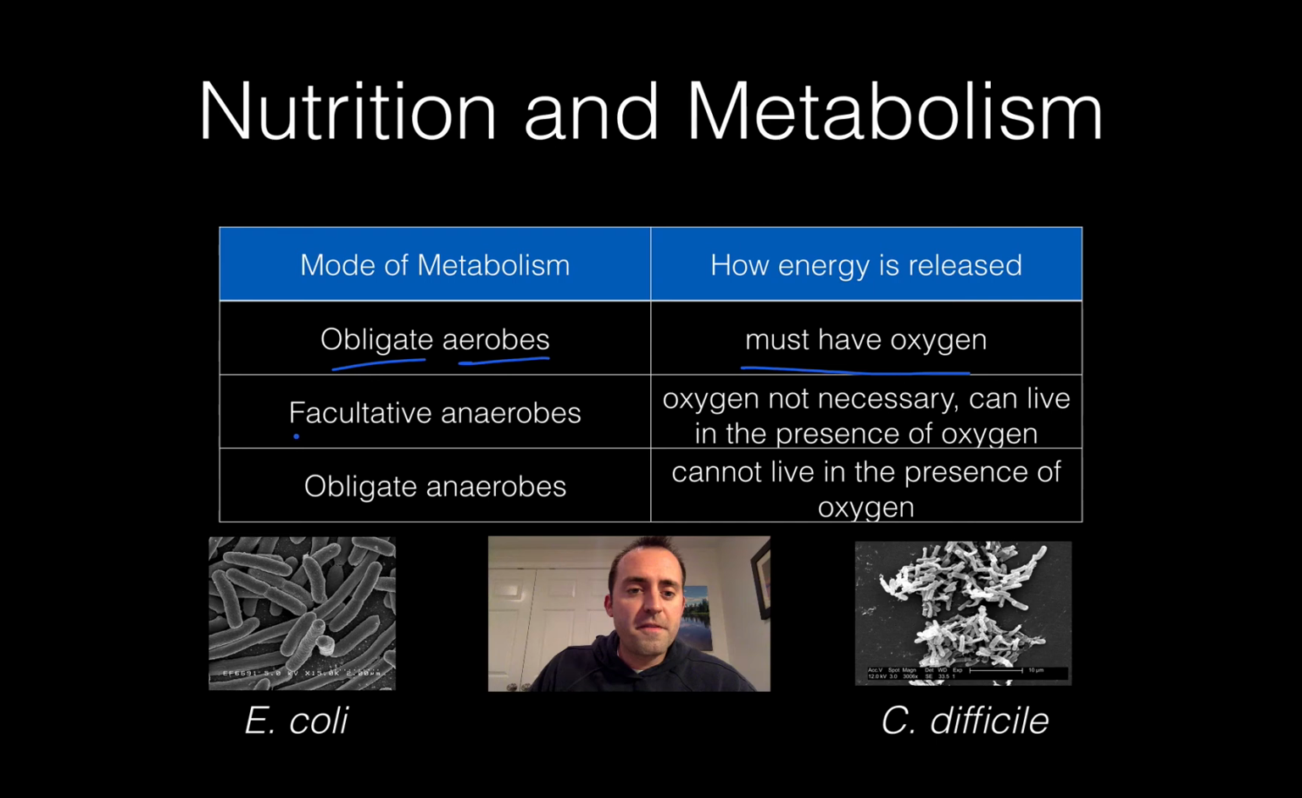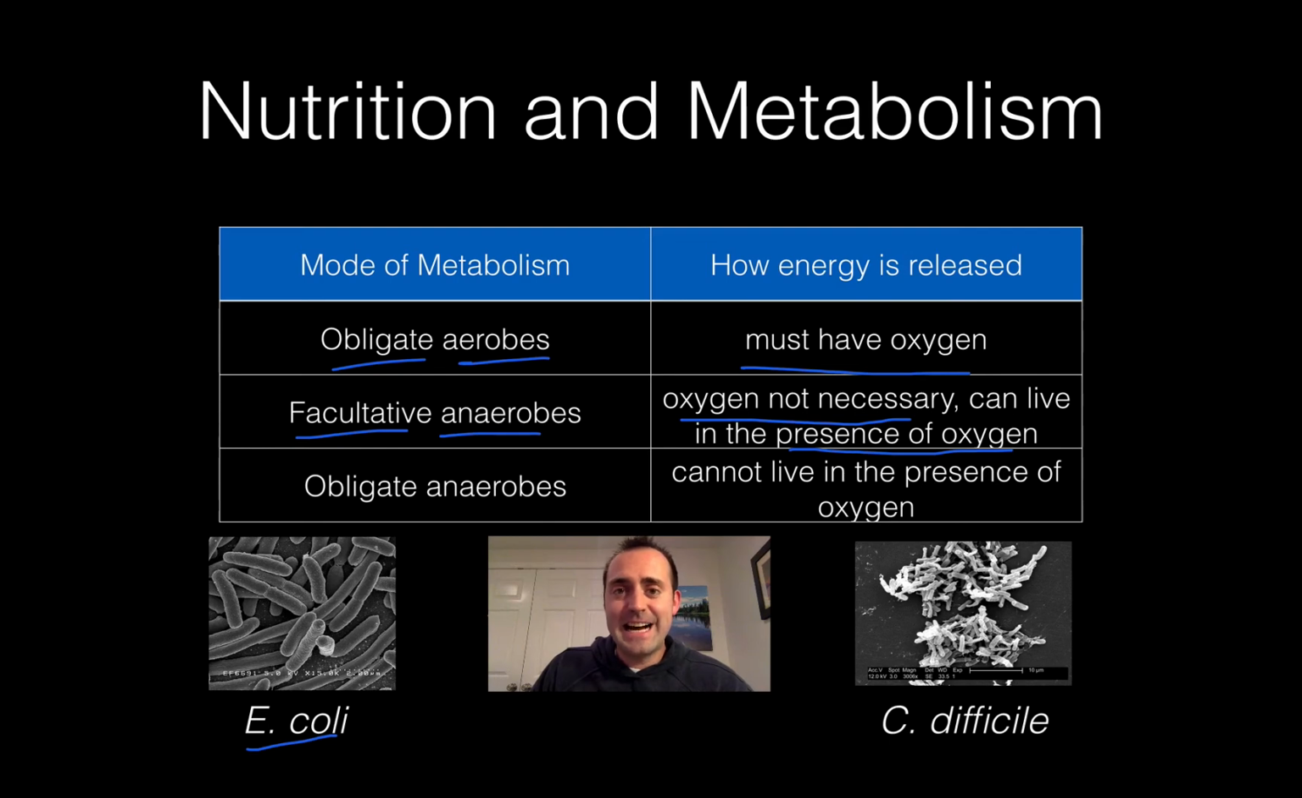Then you have what are called facultative anaerobes. These bacteria are interesting. They do not need oxygen, but they can live in the presence of oxygen. Oxygen will not kill them, will not damage their enzymes. Oxygen is a big electron hog, so it could cause damage to some enzymes, but facultative anaerobes, like E. coli, are fine. E. coli is a facultative anaerobe.